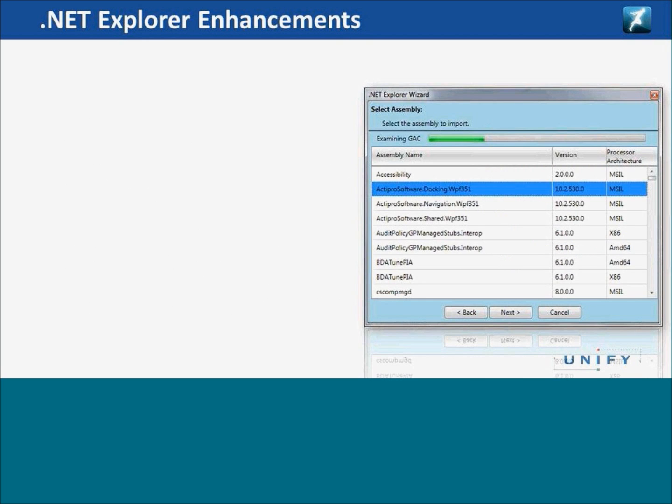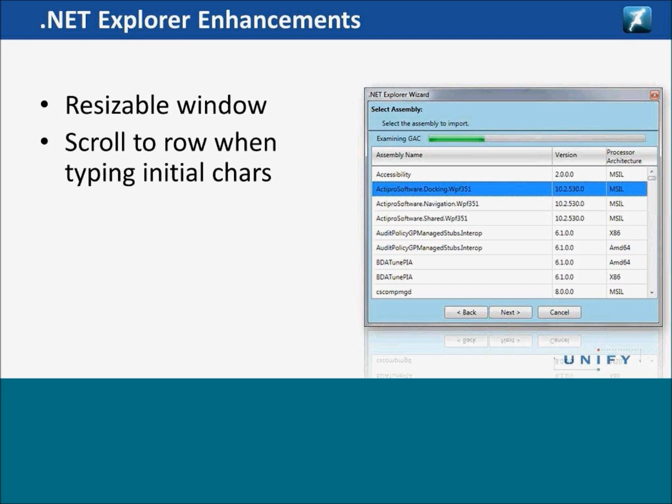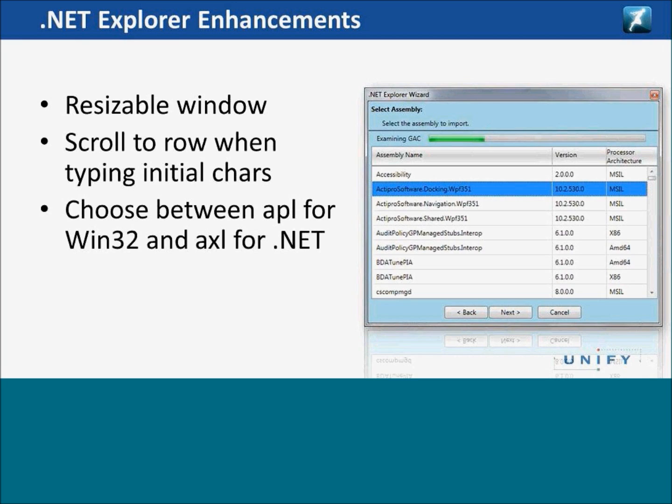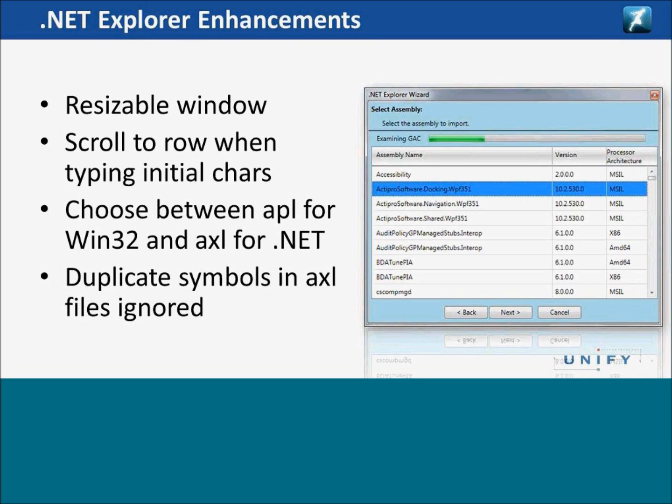.NET Explorer Enhancements. It is now a resizable window. You can scroll to a row when typing initial characters. So basically you type Unify dot, and then it goes to the Unify controls if you look for Unify controls or Microsoft, whatever. When you generate the interface, you can choose between an APL for Win32 and an AXL for .NET. So that can be done from the Explorer now. And duplicate symbols in AXL files are ignored, so you can include as many AXLs in your application without getting duplicate symbol problems.